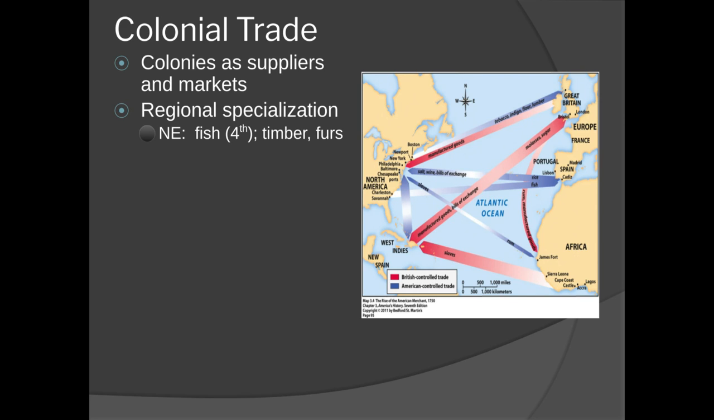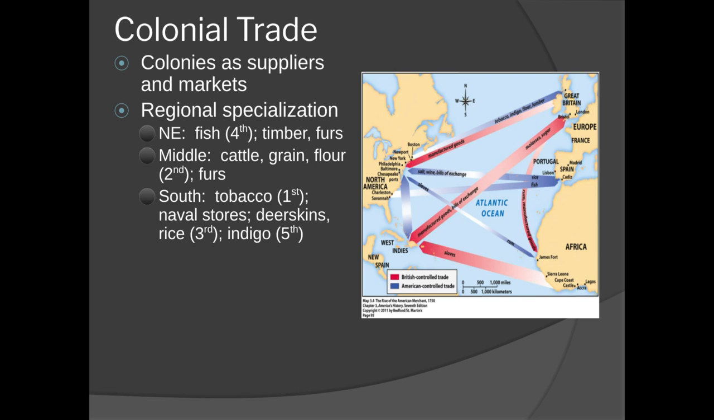So, New England, and if you think about where New England is along the coast, they are going to specialize in fish, timber, which is wood, like trees, and furs, animal furs. The middle colonies, they are going to specialize in cattle, grain, and flour. They will also specialize in fur. And the South, their biggest specialization is tobacco. So they're going to be first in that production. Also, naval stores, deerskins, rice, and indigo, which was an ink.